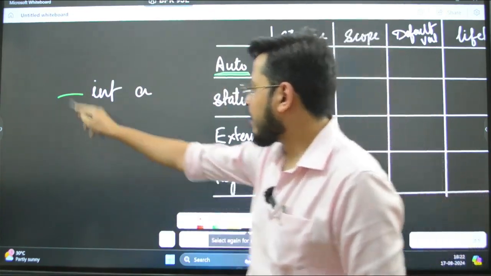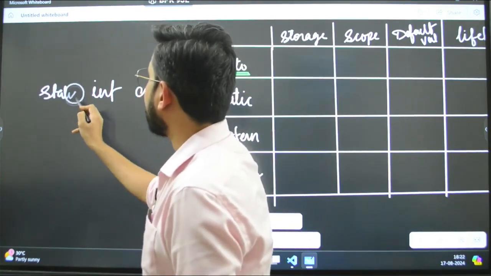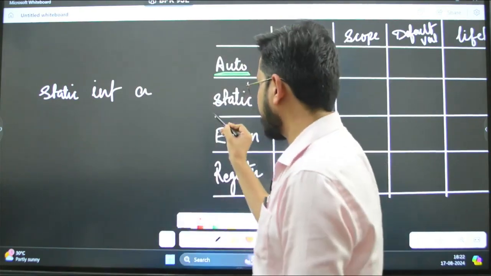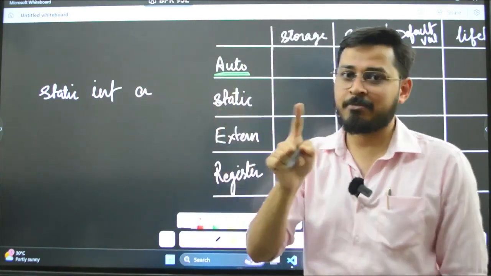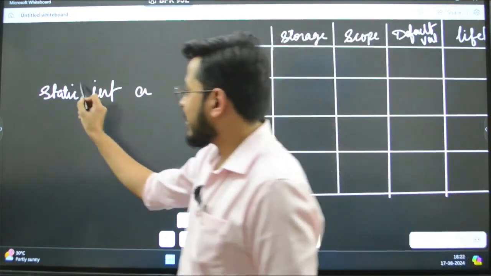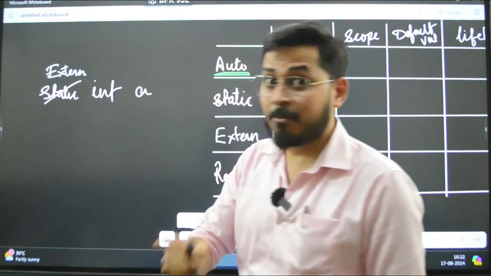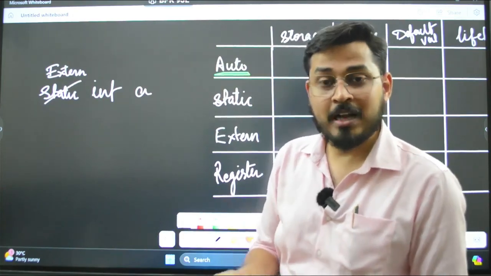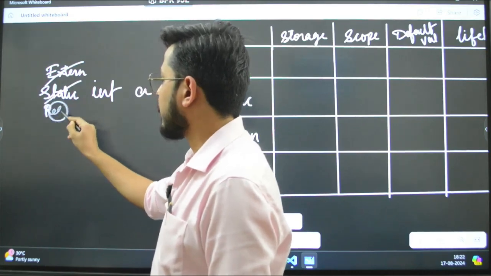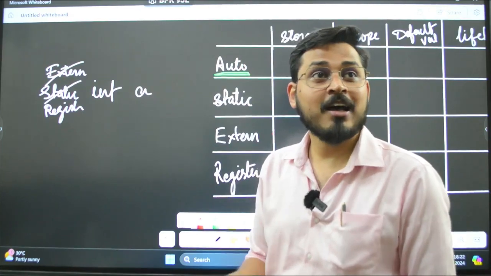Now, if I write static int a, then it becomes static. The storage class becomes static for that variable a. Understood? If I say extern here, then it will become the extern type of storage class for that variable a. If I would have written register, then it will become the register type of storage class.